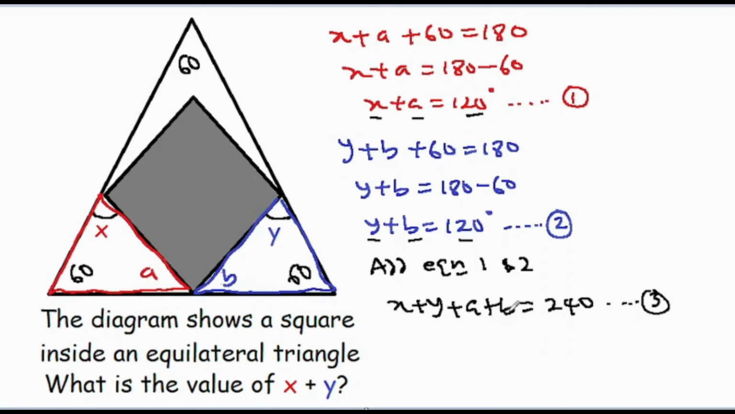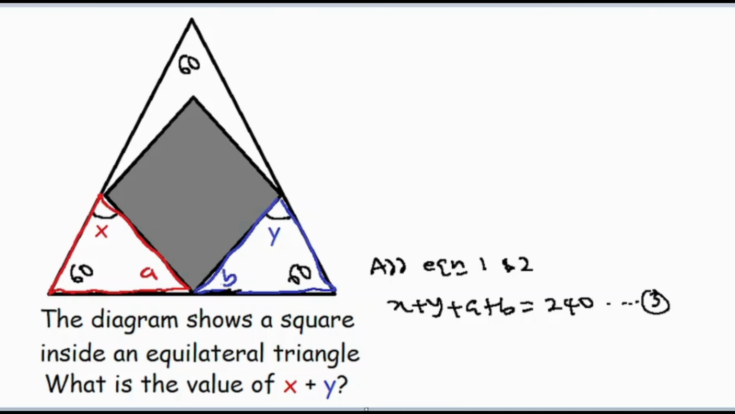Now, if we know a plus b, then we can actually find x plus y. Let's look at this straight line. Follow my green ink. Can you see my green ink there? Yes, that's a straight line. The sum of angles on a straight line is 180 degrees. And this is a square, so each of the angles of a square is 90 degrees. This is 90, this is also 90.